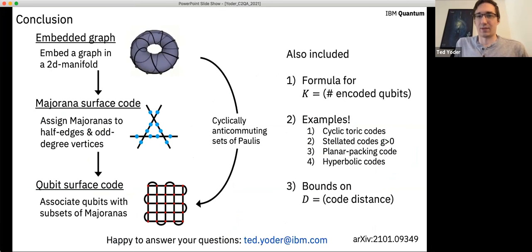Okay, so I conclude where I started. We talked about embedded graphs, we talked about defining qubit surface codes, and then we talked about the code parameters and we showed some examples. You can see the arXiv paper here, and I'm happy to answer any other questions. Thank you.